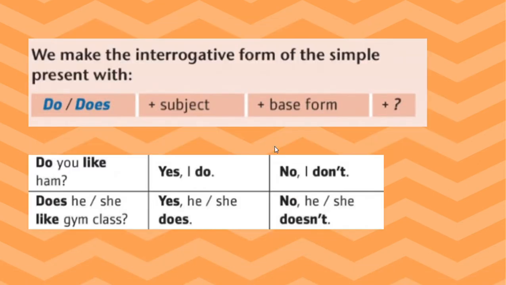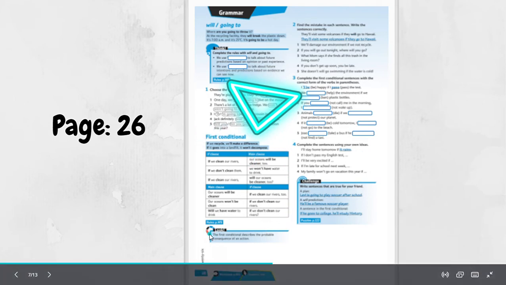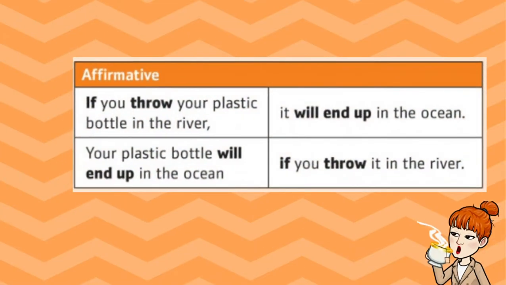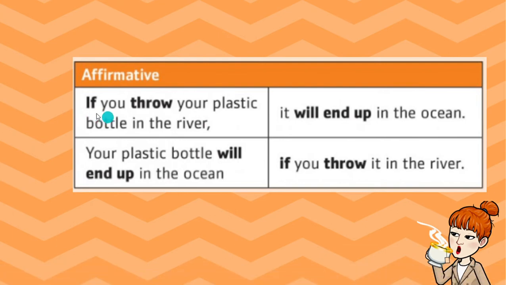Okay, then we have the questions, and we're gonna start always with do or does, then the subject, and then the base form. Okay, so knowing that, we're gonna go to page 26, and here we have this. It says first conditional. Okay, if you don't have your book, don't worry because here I'm gonna show you these rules. Okay, look at here. We have affirmative sentences. And here we have the if clause. Tenemos la oración que va con if y el presente simple. If you throw your plastic bottle in the river, it will end up in the ocean.